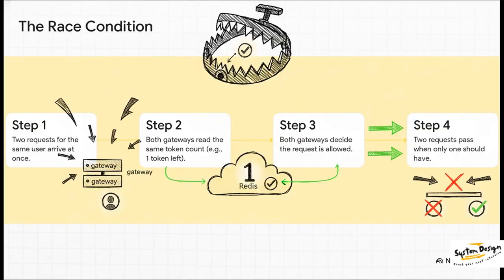But wait, there's a trap, a really subtle one. And this is such a great example of a classic problem in distributed systems. Just follow this sequence. 2 requests for the same user arrive at the exact same time. Both servers read from Redis. Both see, hey, there's 1 token left. So both of them say, yep, you're good to go, and let the request through. Whoops, we just let 2 requests through on a single token. That, my friends, is a race condition.